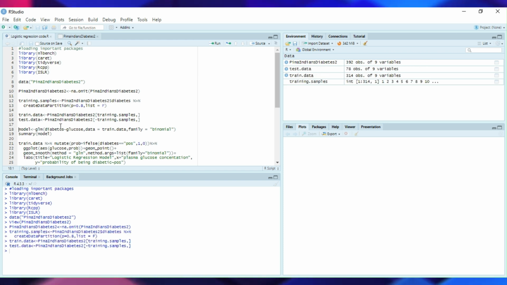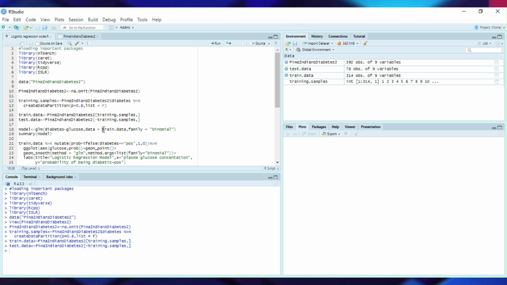Those are the codes. And now I build my model. To build my model, I say glm, which is the function used to code for a logistic regression model in R. I'm saying diabetes, I want to predict diabetes with respect to glucose, and family is equal to binomial. Why am I saying family is equal to binomial? Because I'm dealing with a categorical variable, a binary variable.